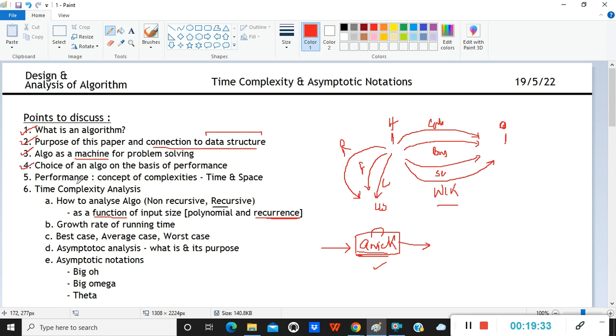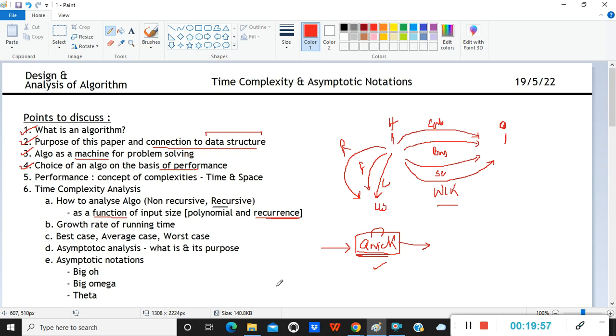Any question you have? Choice of an algorithm is on the basis of performance. So we can summarize it as performance. Performance means taking a less amount of time as well as less amount of space and time. So these are the two basic factors of choosing an algorithm or choosing a machine.